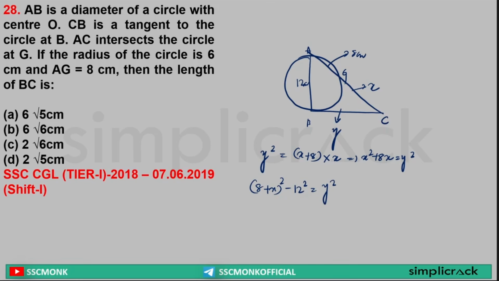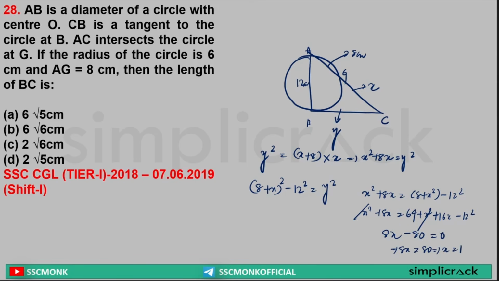So in place of y square, because this is a right angle triangle, I can write directly x square plus 8x is equal to 8 plus x whole square minus 12 square. Now x square plus 8x is equal to 64 plus 16x plus x square minus 12 square. X square gone. 16x minus 8x is equal to 8x. 64 minus 144, that is equal to minus 80, so 8x is equal to 80, or the value of x is equal to 10.